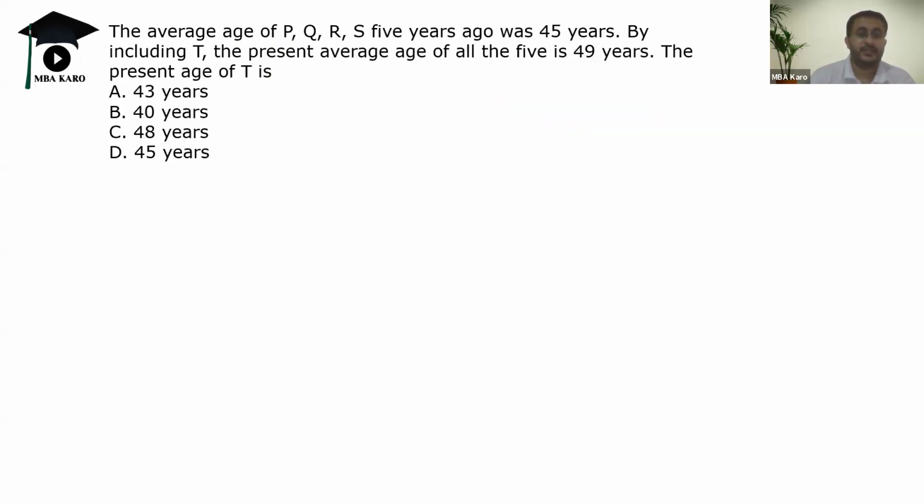Okay, next is: the average age of 4 people, P, Q, R, S, 5 years ago was 45 years. And by including T, the present average of the 5 people is 49 years. What is the present age of T? So here we will learn one concept, that is the concept of finding average in ages, right? Remember that one thing, that average age increases by 1 per year.